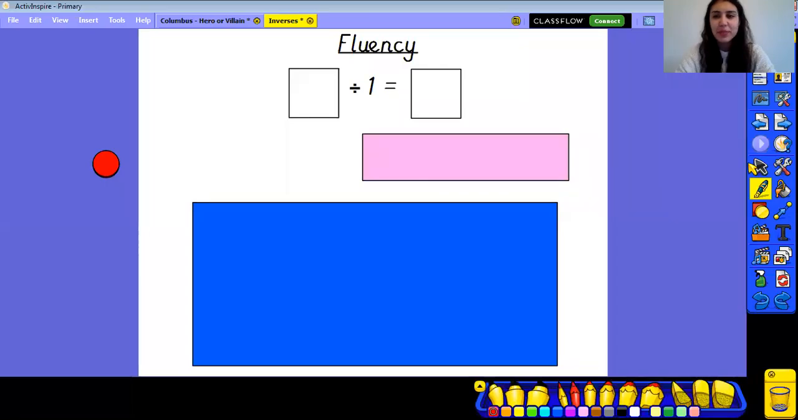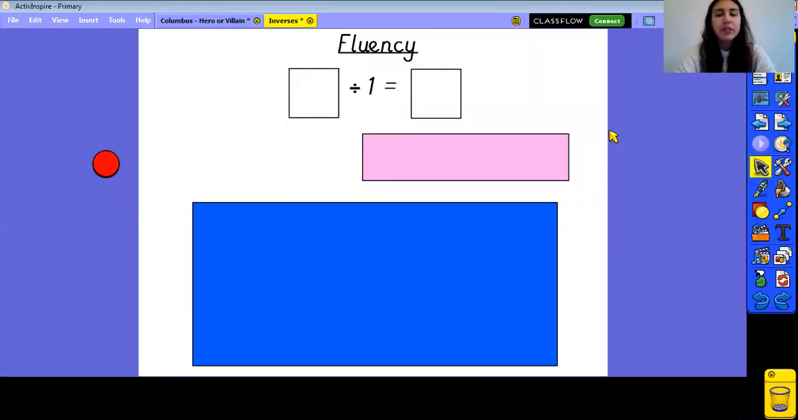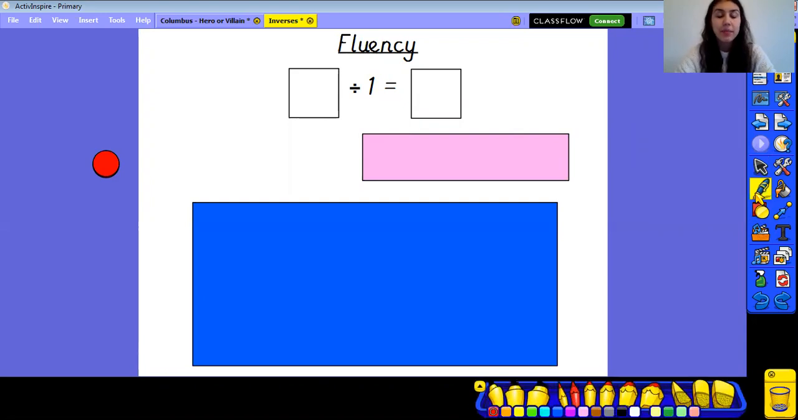Hi everyone, let's jump into our maths lesson then. So in Fluency Day, what we're going to look at today is what happens when we divide by 1. So just like yesterday, we're going to work systematically. That means we're going to work in a logical order that makes sense, and then we're going to look for patterns from there. So let's start with the number 1.